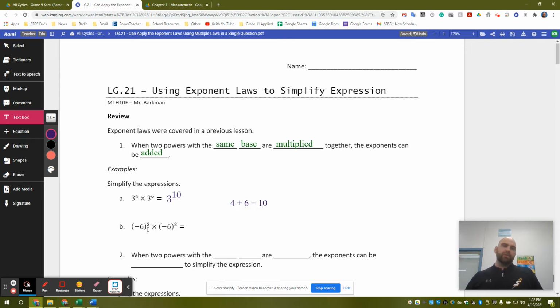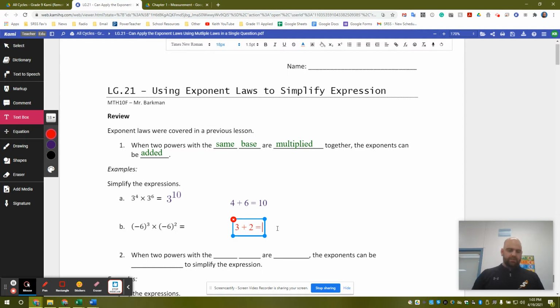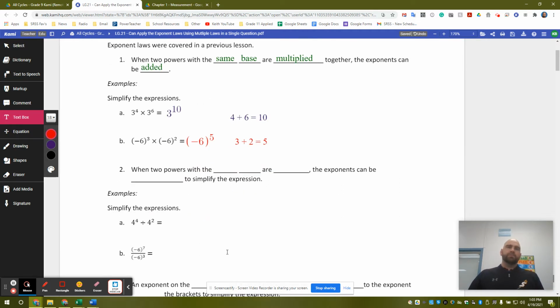The second one here, these both have a base of -6, and they're being multiplied together. So again, we can add the exponents together. 3 plus 2 is equal to 5. And so our new power would be still -6, now to the power of 5. So -6 to the power of 5. All we're doing there is putting the 2 of them together by adding the exponents. So that's law number 1.